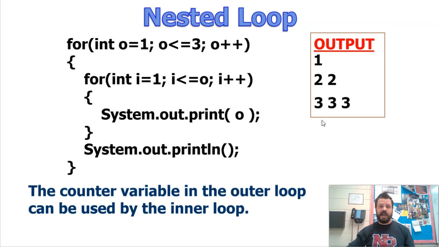Counting up one more time, O would be at a 4. That doesn't satisfy this while condition, so our loop's done. The inner loop will no longer run, and we'll move on to whatever's next in our code.